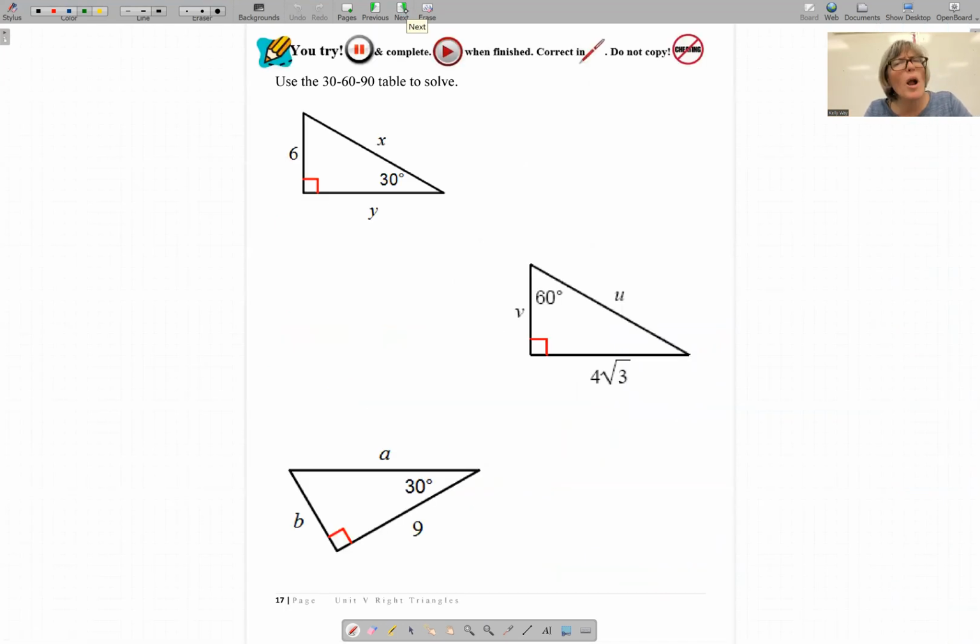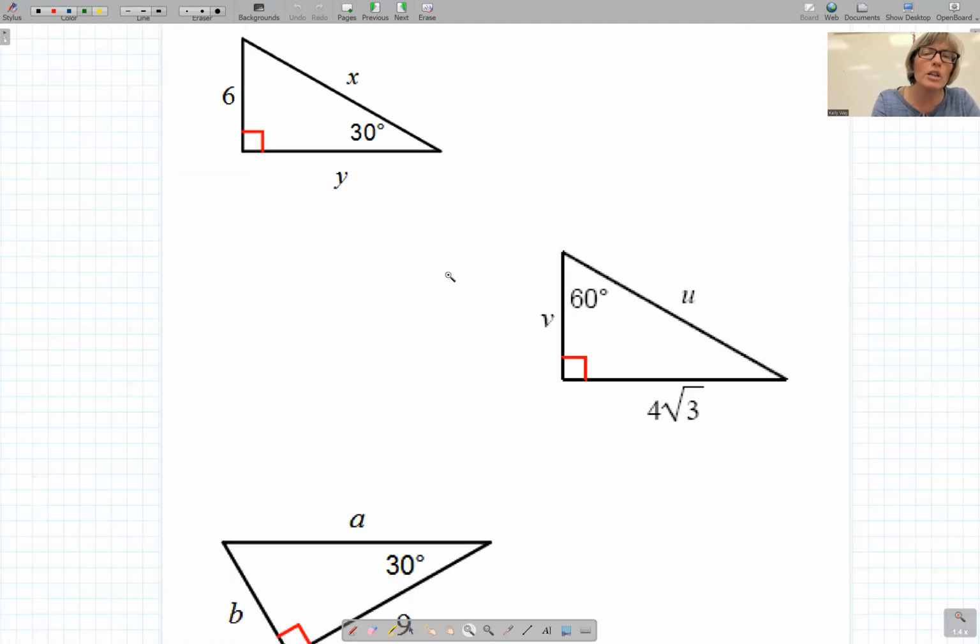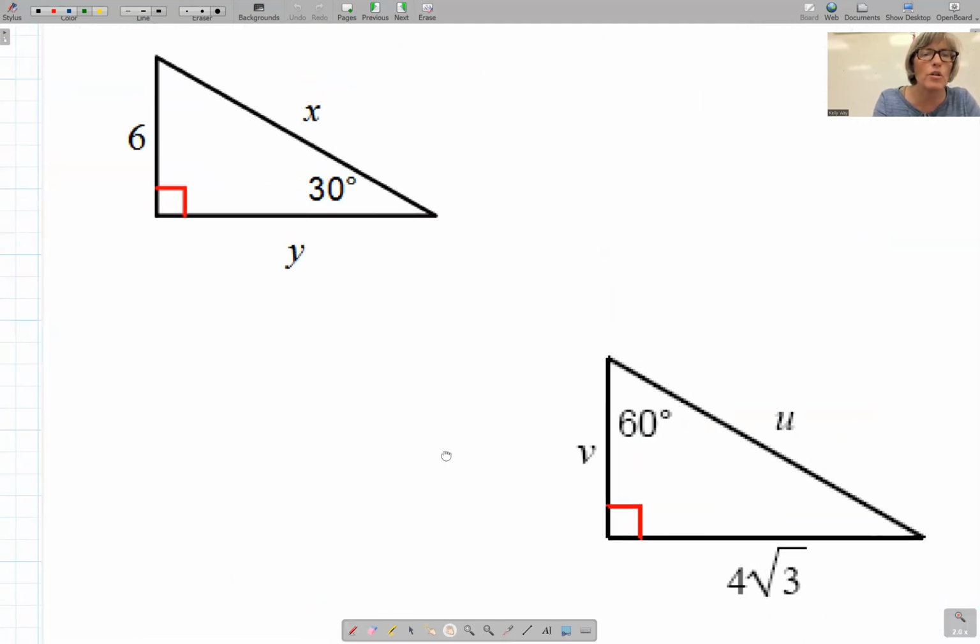This page, try it completely on your own. Get out your pencil, do your own work, pause the video. Welcome back, red pen friends. Get ready to correct. I'm not going to explain. I'm just going to give you the answers here.